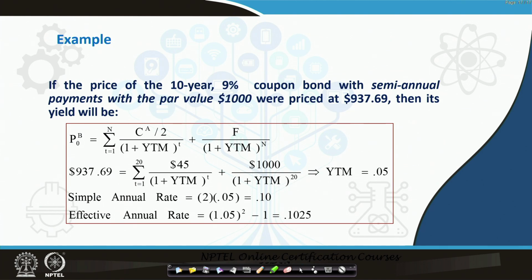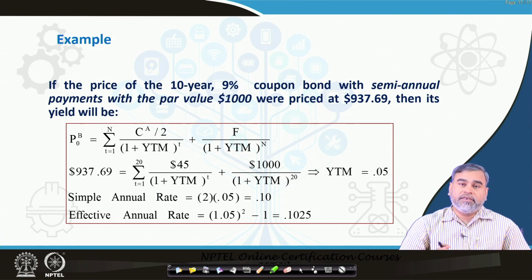So, in this case, if you go for the semi-annual basis, you will find again the same thing: 45 divided by 1 plus YTM to the power t, 1000 divided by 1 plus YTM to the power 20, and your market price was 937.69, whatever we have already calculated. You will find that it is 5%, which is a simple annual rate of 10%, but if you go by effective annual rate, that will be 1.05 to the power 2 minus 1, that will give you 10.25%. So, that is the way the yield to maturity is considered.